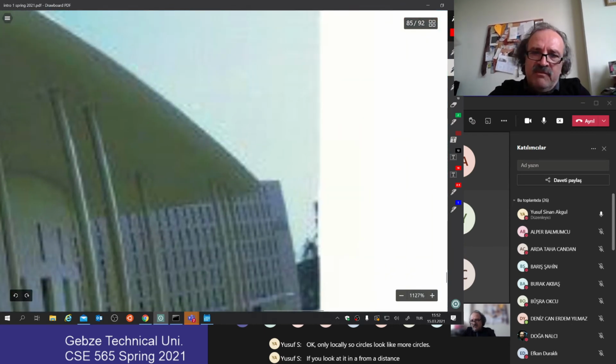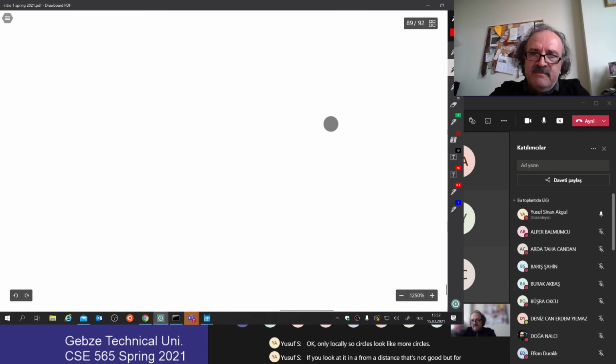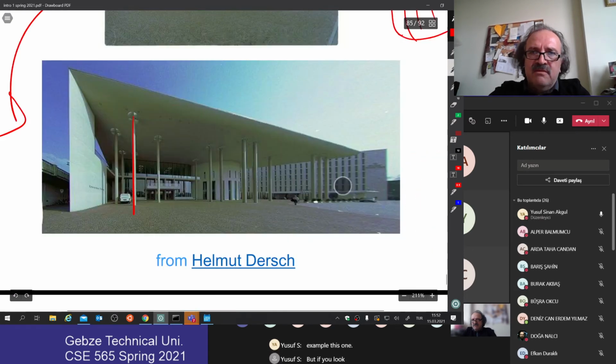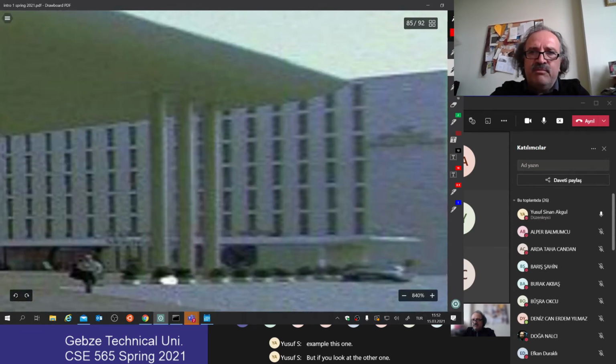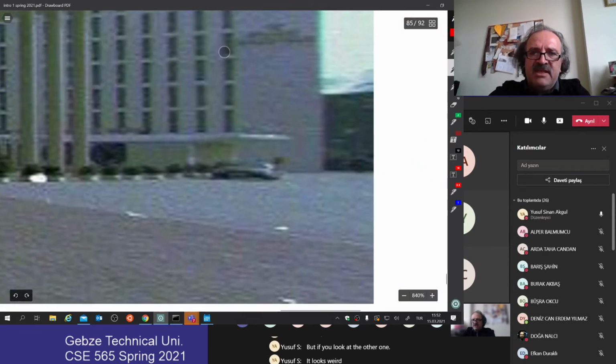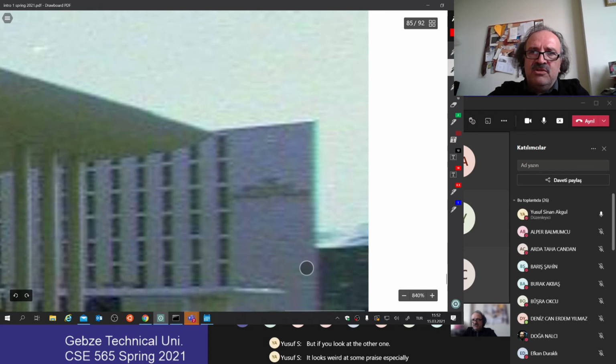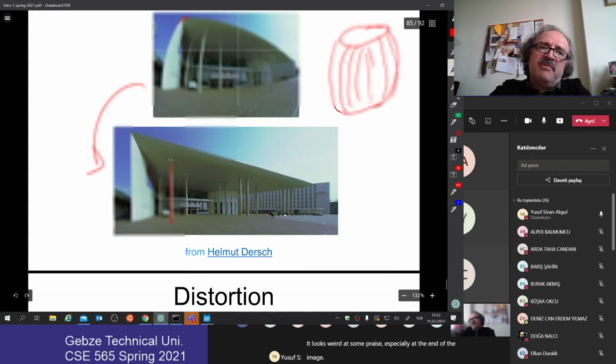But for example, this one. But if you look at the other one, it looks weird at some point, especially at the end of the image, like these areas. So some people might prefer these kinds of images.